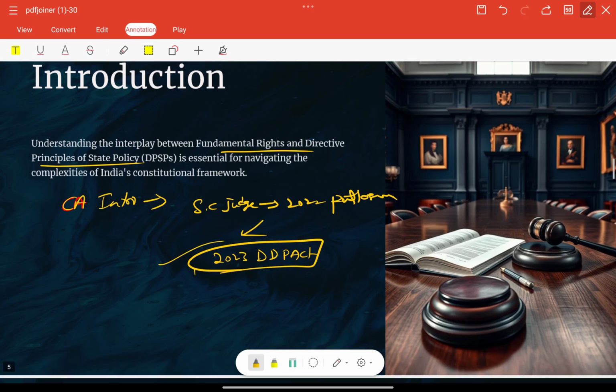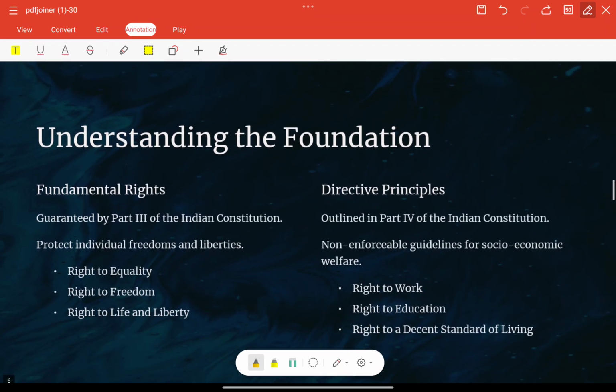Other than that, we can also include the background, understanding the foundation of fundamental rights and directive principles. We need to include here that Part 3 is mentioned in the Indian Constitution, and Part 4 was the directive principles.